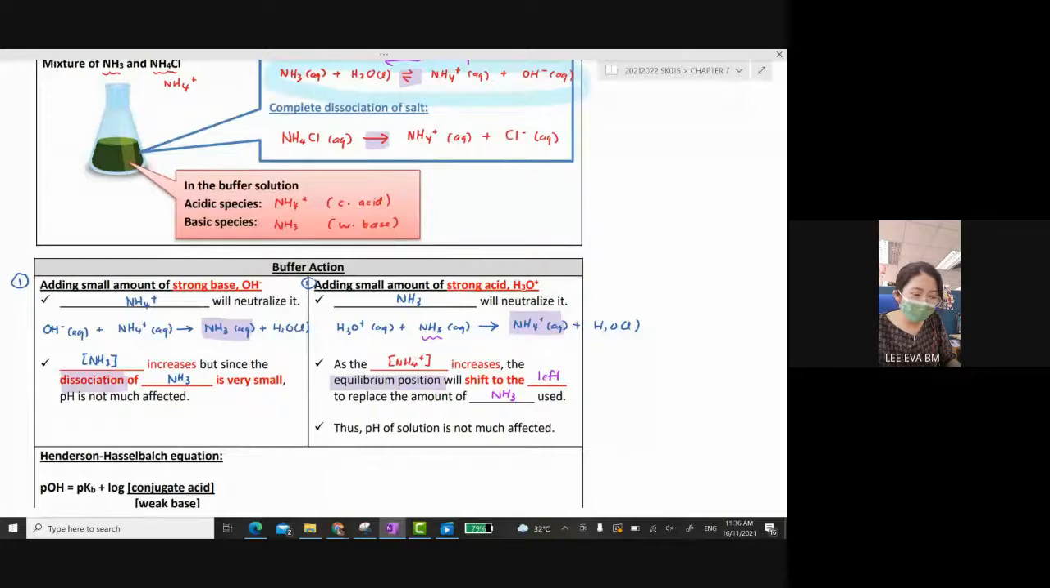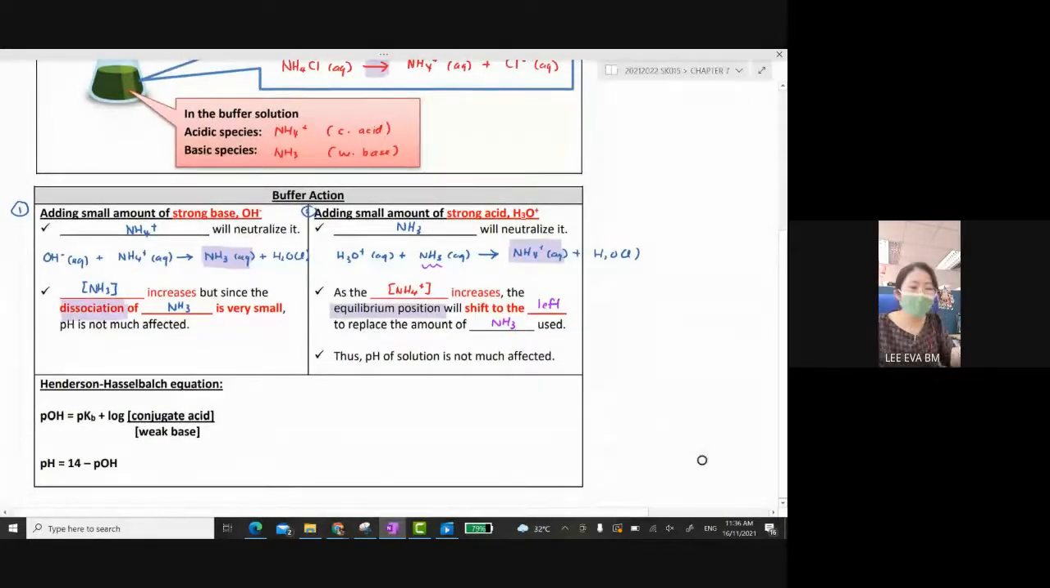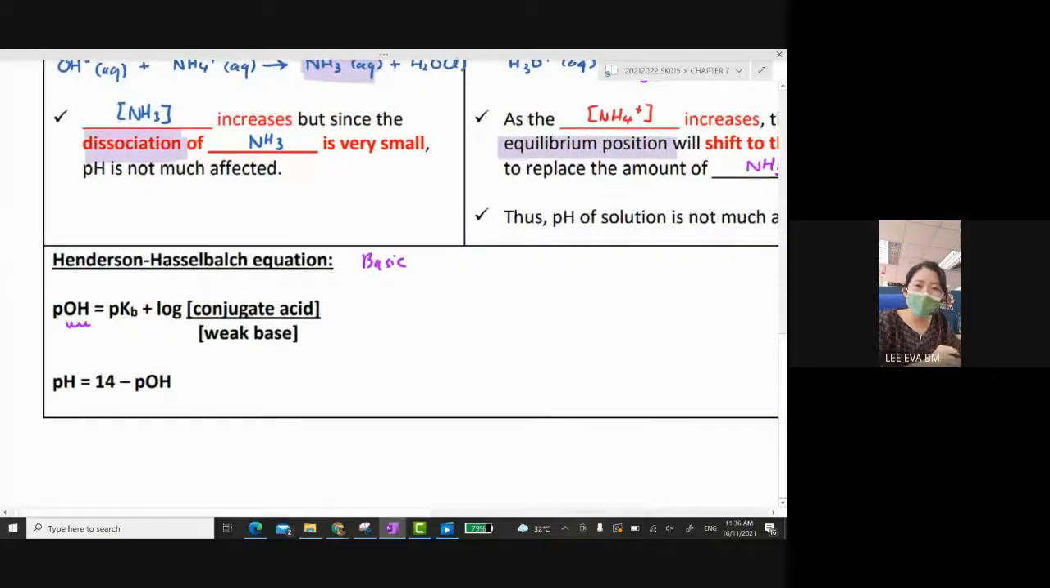Okay, so we will say that the pH value of the solution is not much affected. For the Henderson-Hasselbalch equation, in this case we have a basic buffer solution, so the equation will refer to pOH. Look at the Henderson-Hasselbalch equation. For a basic buffer, we use this equation: pOH equals pKb, and then on the top you have the conjugate acid or the salt, and on the bottom you have your weak base. After you get your value of pOH, you need to convert back into pH.